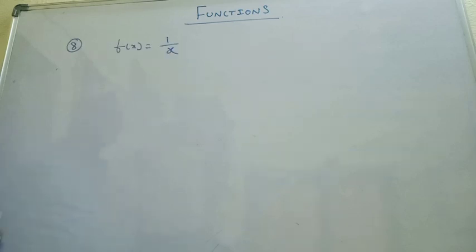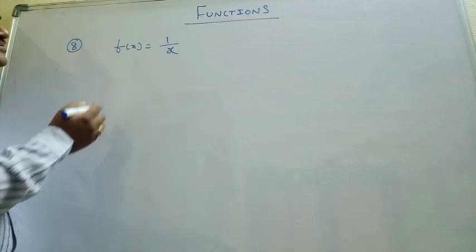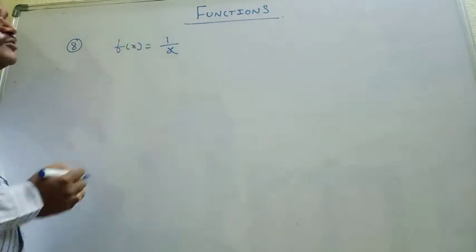Now we have some rational function, 1 by x. F of x equal to 1 by x.